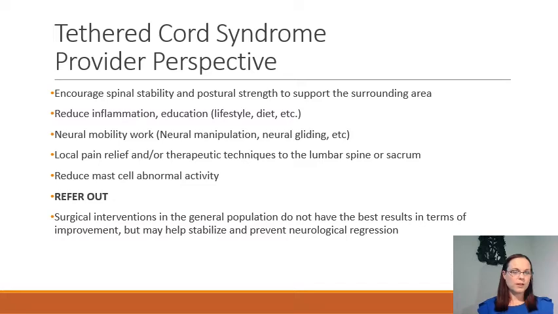Any other sort of inflammatory reduction that's possible. Neural mobility work, if somebody does neural manipulation, neural gliding, again, we don't want to be tensioning, but this is really just movement, just tolerated movement, so we don't want them to feel any tugging or pulling with any neural movement. Local pain relief, of course, if there's localized pain around that low back or sacral area, or therapeutic techniques to the lumbar spine or the sacrum itself.